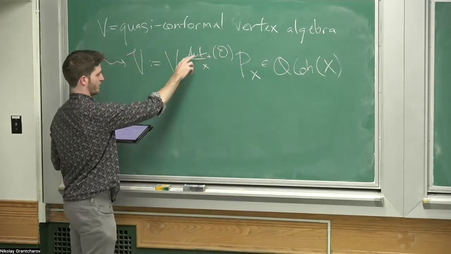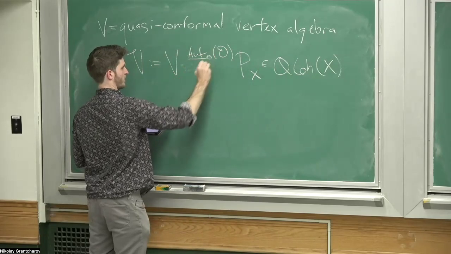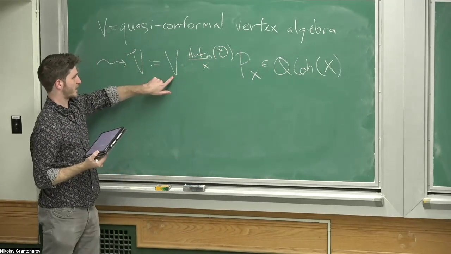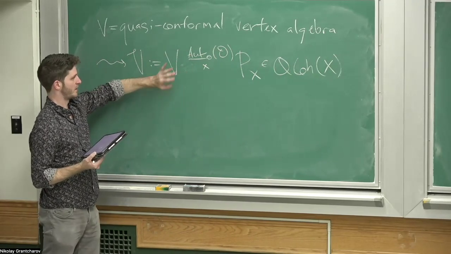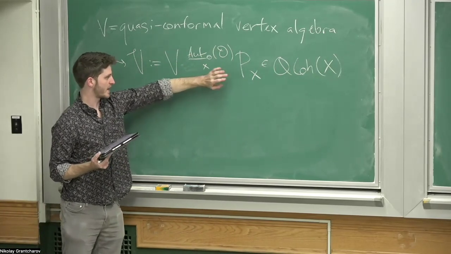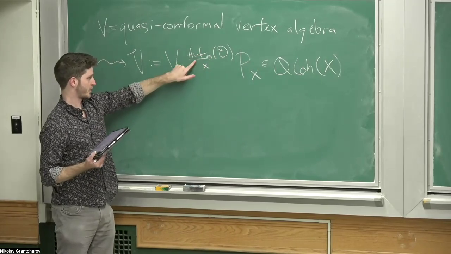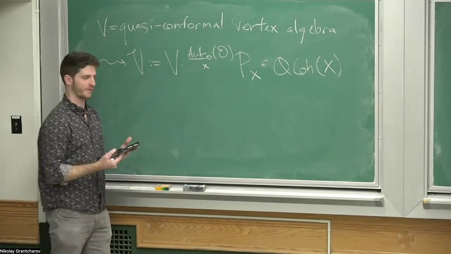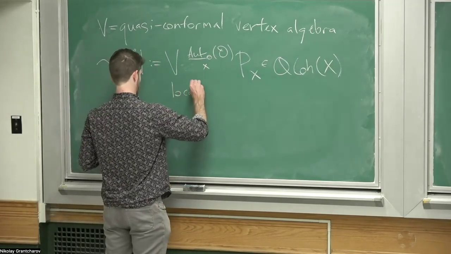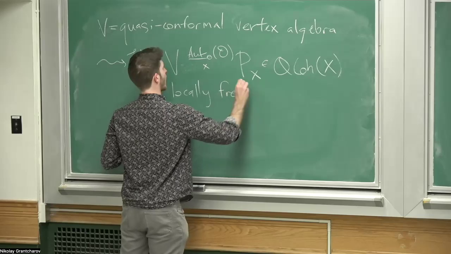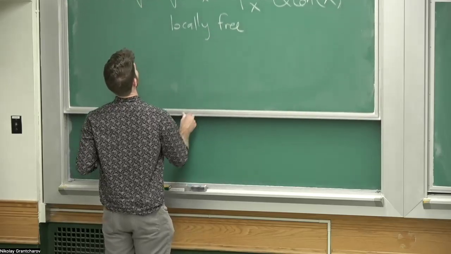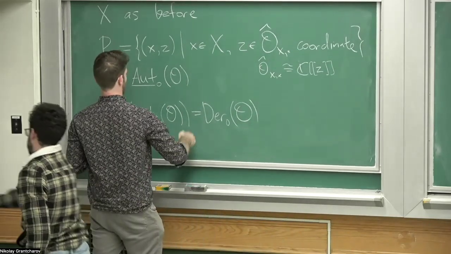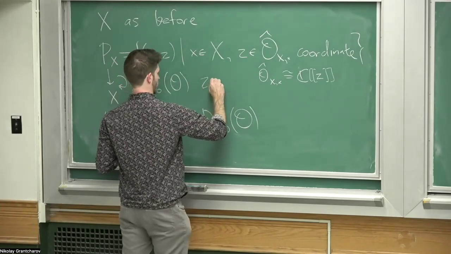Right, so I have the torsor for this group Aut_0, P_x. Aut_0 also acts on V. And so I can attach to this torsor P_x and this representation of Aut_0 a quasi-coherent sheaf on X. It's going to be locally free with fiber V. Another important point is that this torsor is Zariski locally trivial.